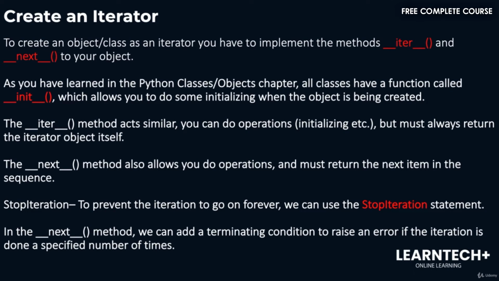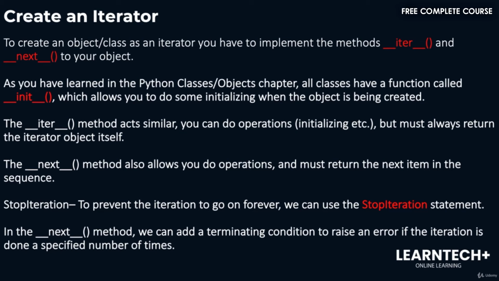All right, so now let's create an iterator. To create an object or class as an iterator, you have to implement the methods __iter__, which we've used, and __next__ to your object. As you have learned in the Python classes and objects section of the course, all classes have a function called __init__, which allows you to do some initializing when the object is being created. The __iter__ method acts similarly. You can do operations, initializing, etc., but most always return the iterator object itself. The __next__ method also allows you to do operations and must return the next item in the sequence.